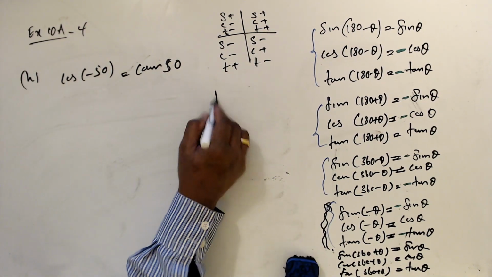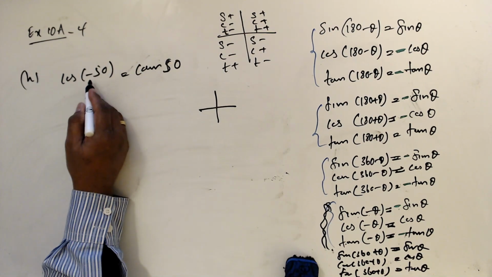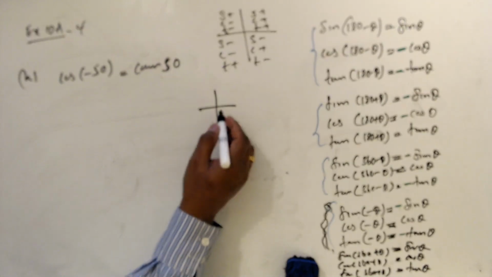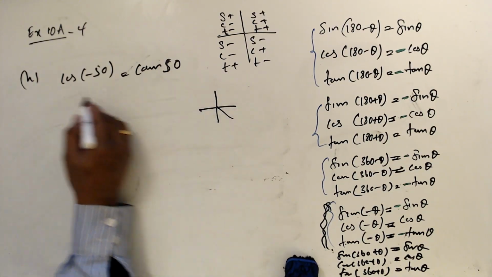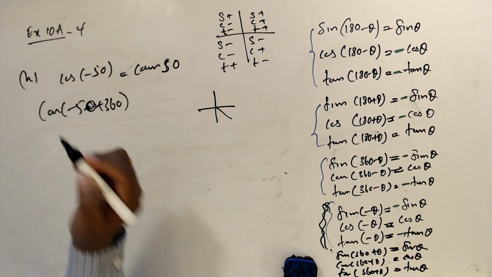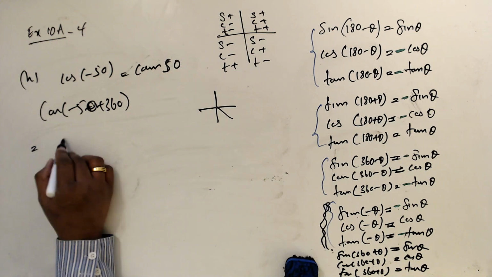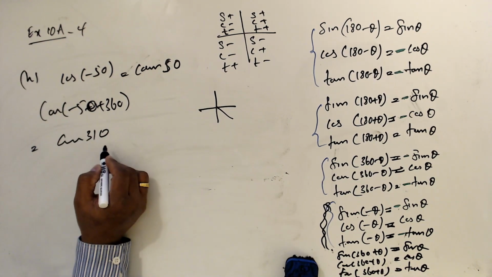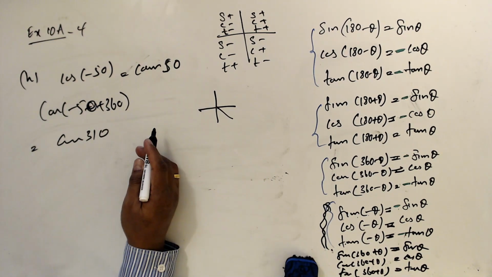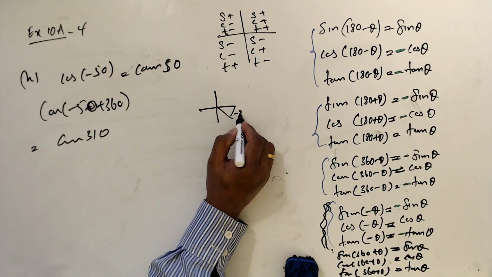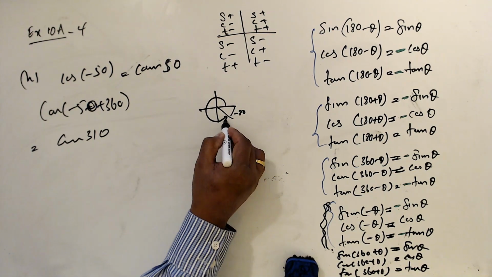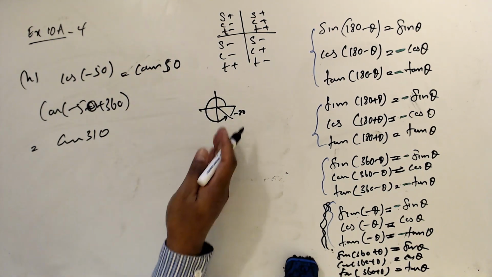Another thing: we don't need to look at this minus 50 and turn it into positive. We can simply add: cos minus 50 plus 360. So what is the answer? Cos 310. So you can get the same answer easily by adding 360. But if you draw it like this, this is minus 50, then this angle is 360. You can find it with the graph, with the picture.